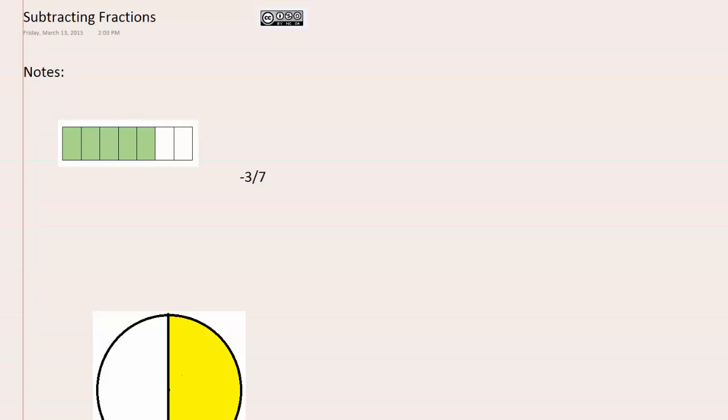Hello! Today we are going to talk about subtracting fractions. So to begin with, we're going to take a look at this picture right here.